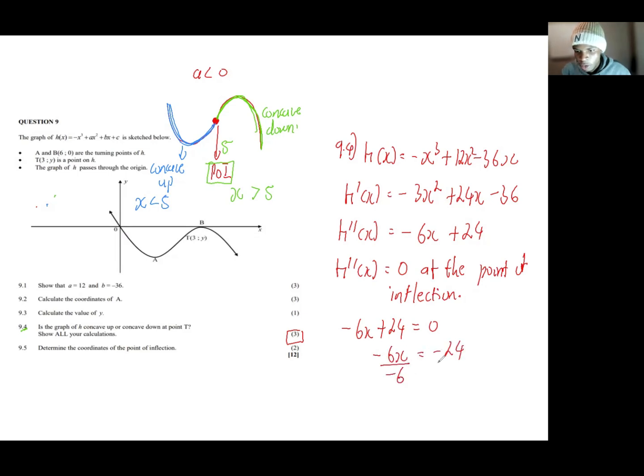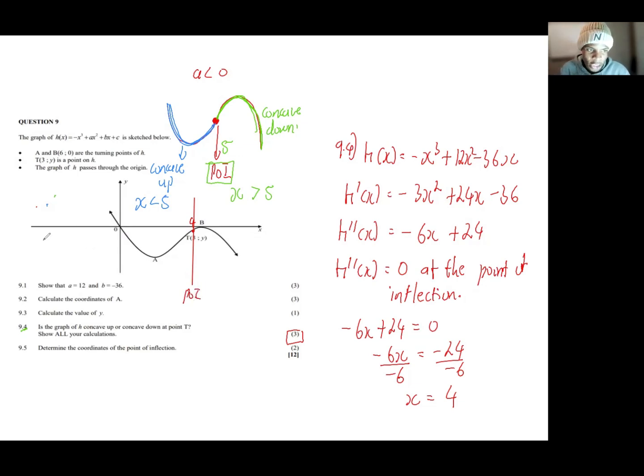And then if you divide both sides by negative 6, your x is equal to positive 4, right? So that means the point of inflection is just 1 unit away from point T. Remember, we are being asked if the graph is concave up or concave down at point T. Calculating our point of inflection, we can see it is just 1 unit away from point T. So this is our point of inflection there, 4. This is our POI, right?